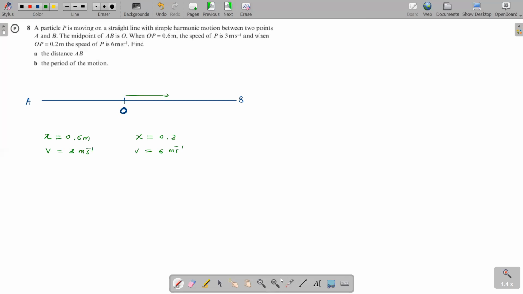Now, when they ask you to find the distance AB, basically you have to find what? AB is twice the amplitude, because you need to realize O to B and O to A is the amplitude. So the AB distance is twice the amplitude. All you have to do is find the value of A, the amplitude, and just multiply it by 2 and you get the AB length.